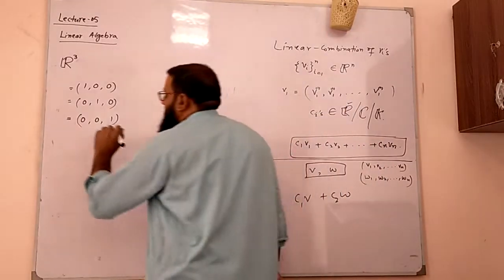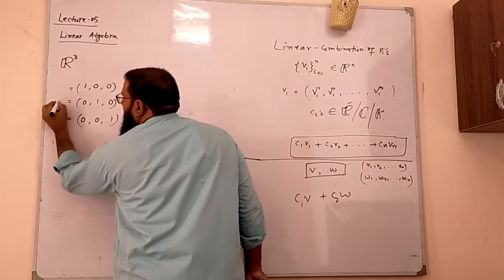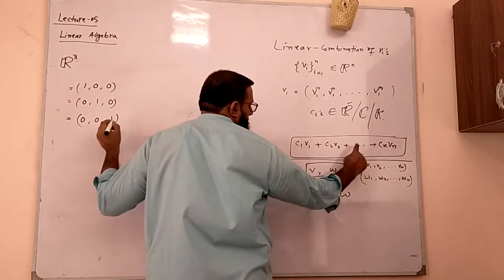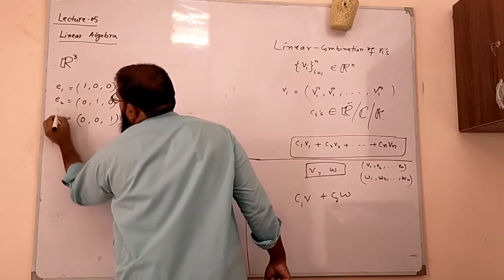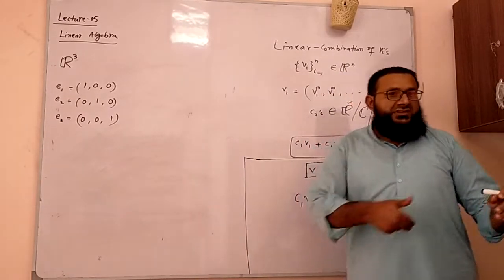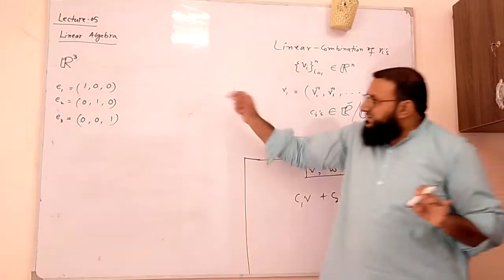First of all, I am going to name this vector V1, this vector V2, and this vector V3. But I am going to call these E1, E2, E3 because of some reasons. When we will see, these are called the standard bases in R3. So I am going to name these in this way.